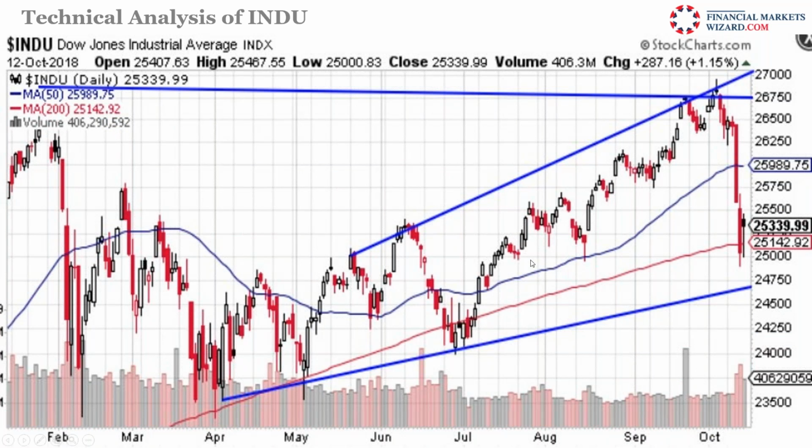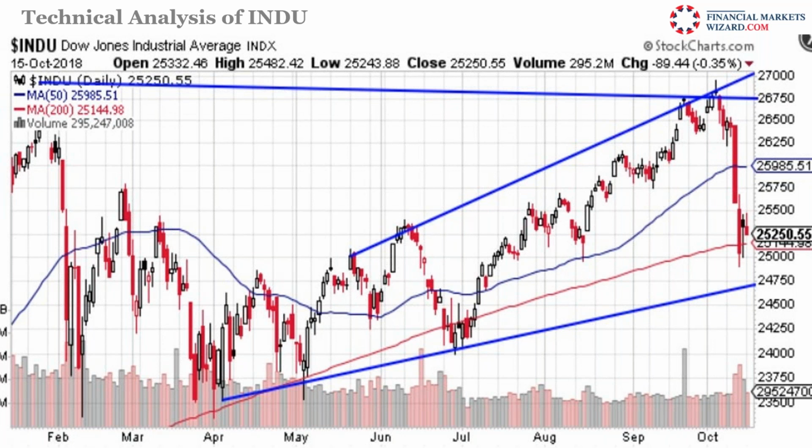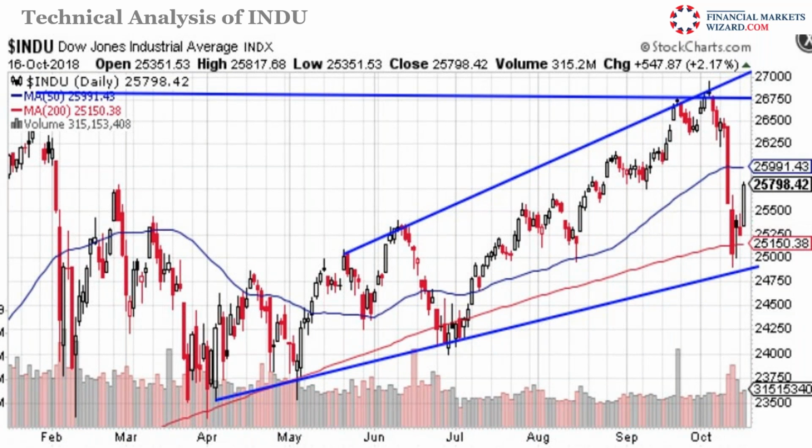Just to tell you what it's doing, in case you don't know: the Dow Jones on 12th of October was sitting at the 200-day moving average. It's a natural reaction at the 200-day. Then on 15th of October it starts to move down. Then on 16th of October it went up like crazy, 550 points, so 2% up. It looked as if the market had reversed to the upside, and indeed it did.